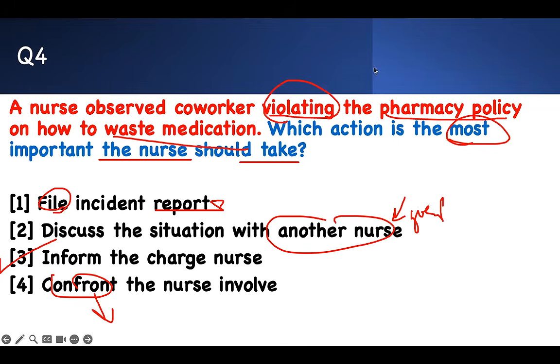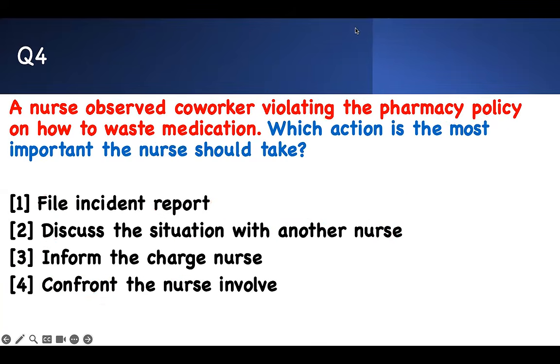So 3 is the best one. Whenever you have such a situation, charge nurse, that's the word: charge. Charge is in charge. Report it. You are not snitching.